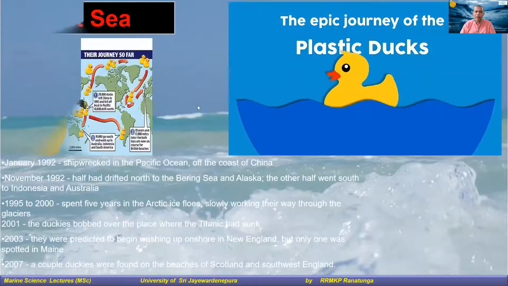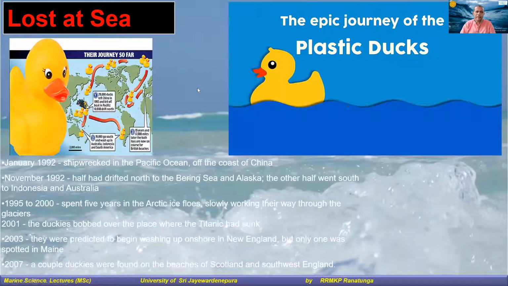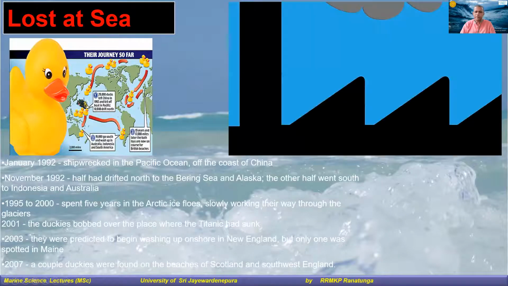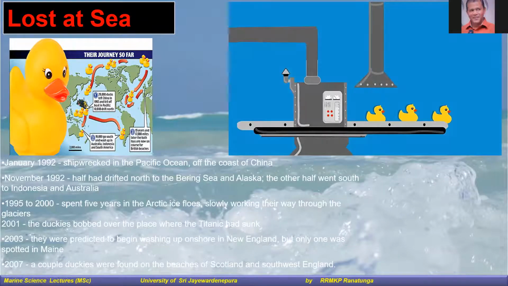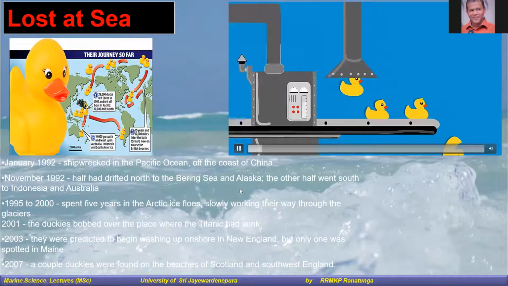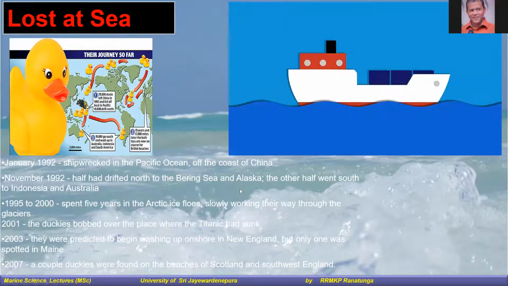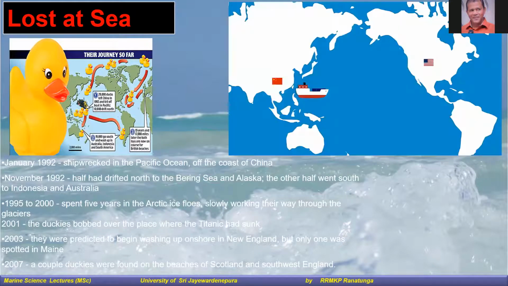You can see China, December 1991. It began in a toy factory where plastic ducks were made. A container ship loaded with plastic toys left Hong Kong in the direction of the USA.